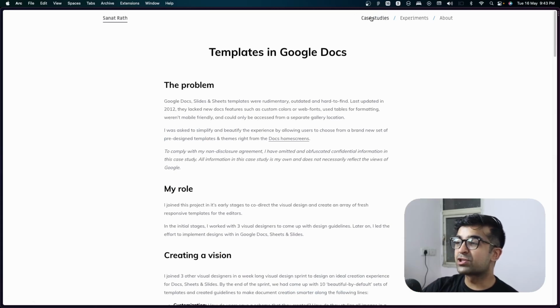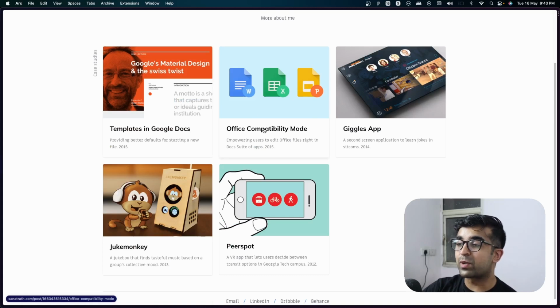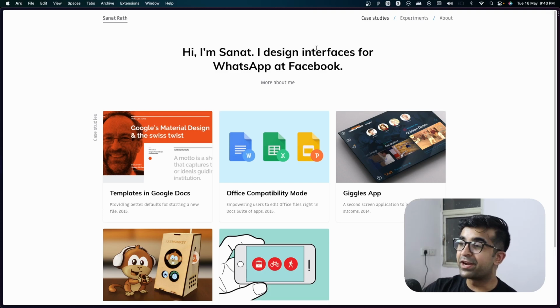Now, Sanath also has a lot of other case studies showcased with Google as well. For example, office compatibility mode in Google Docs and other tools. And of course, their own personal projects that they've done before working at Google. Of course, Sanath has shifted since then to WhatsApp at Facebook. So kudos to you, Sanath. Hopefully we get to see WhatsApp related case studies in the future as well.